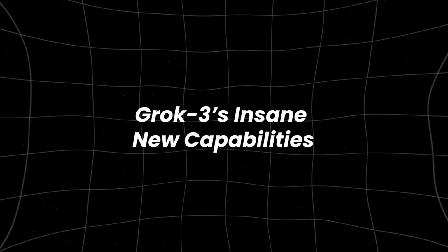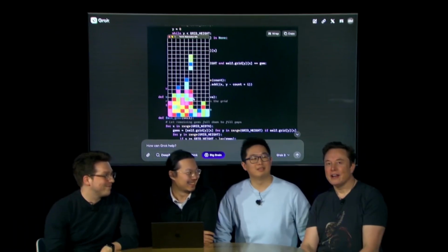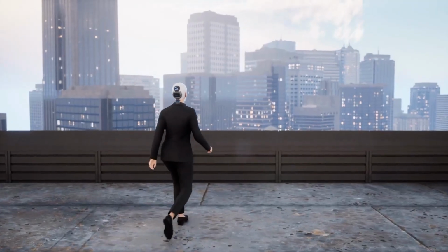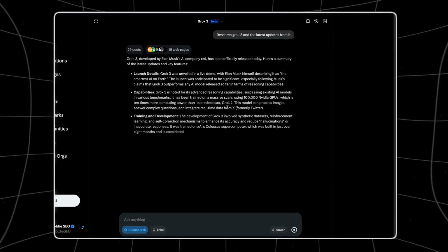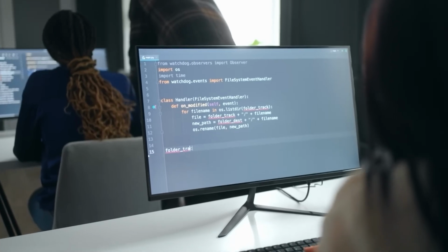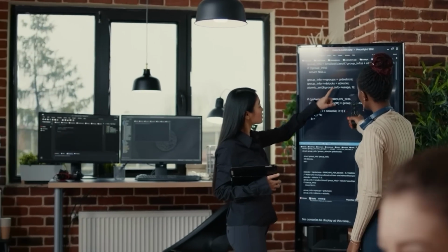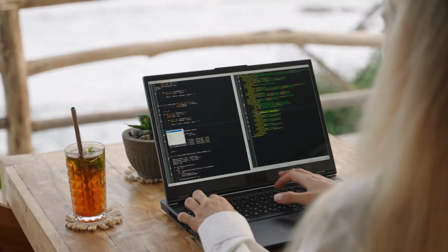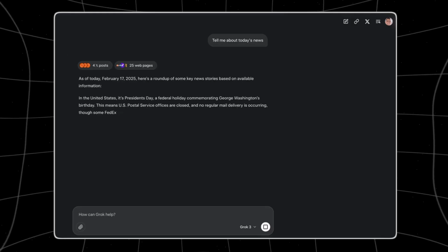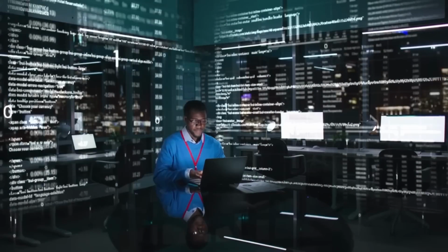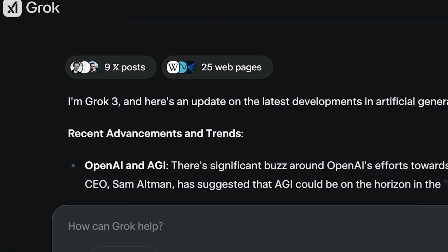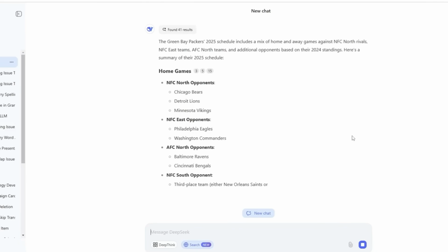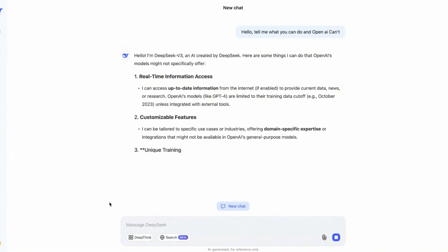Grok-3's insane new capabilities. Let's break down what makes Grok-3 stand out. The model represents a massive leap from its predecessors, incorporating advanced reasoning and AI research capabilities. But the real shocker is how it competes with some of the best models in the industry. One of the biggest challenges in AI development has been complex reasoning, solving problems that require logical thinking, planning, and multi-step understanding. Grok-3 has shown that it can handle these tasks more effectively than DeepSeek R1, which had been previously praised for its reasoning abilities.